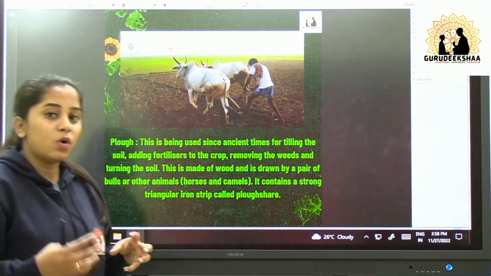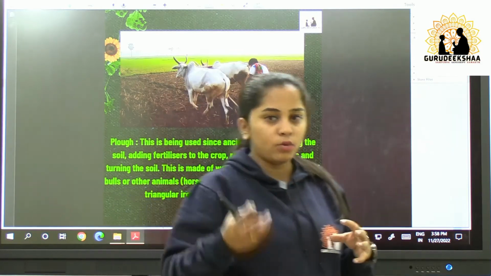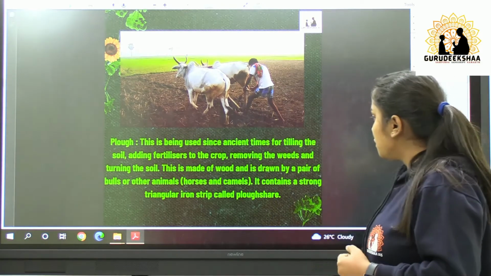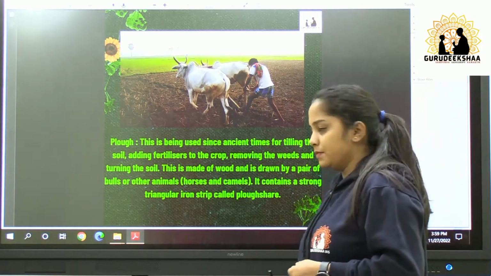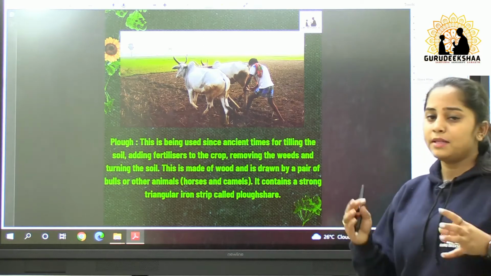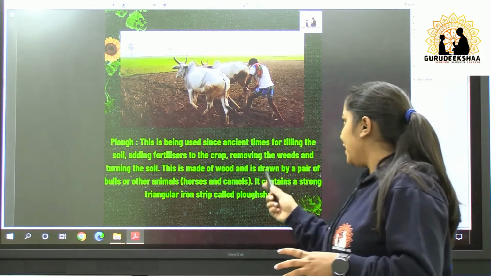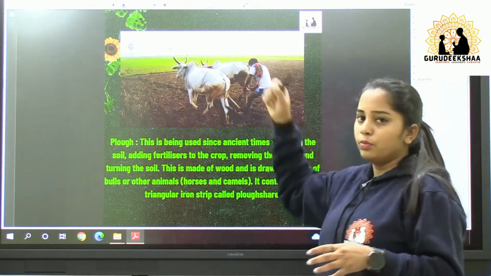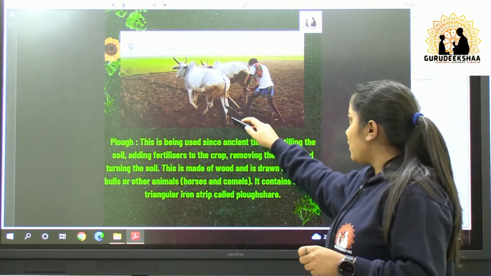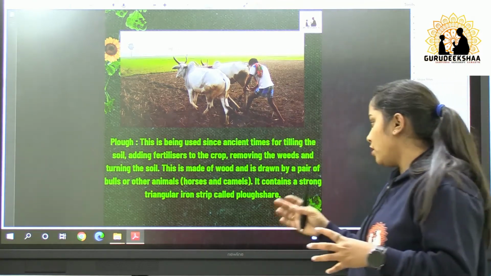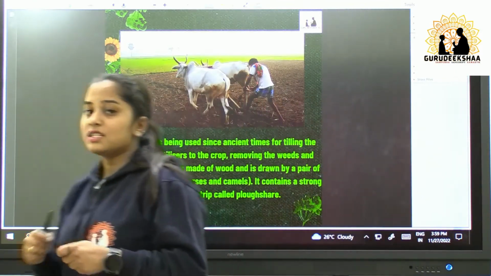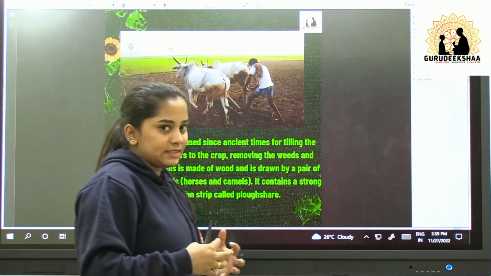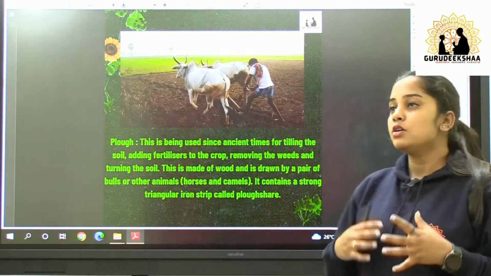Weeds are nothing but the unwanted crop which grows surrounding the main crop which has to be produced. We know that. So this is made of wood, drawn by a pair of bulls and tied. So this is the wooden thing which is tied by two bulls. Here there is one triangle iron rod, or an iron strip, which together is called a plough. Using this they used to loosen up the soil.